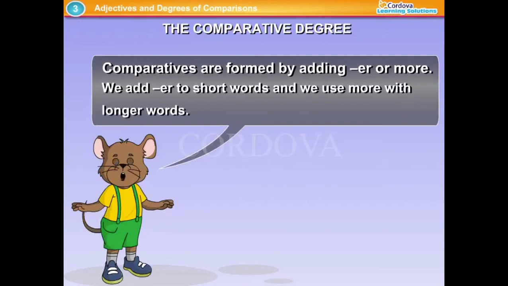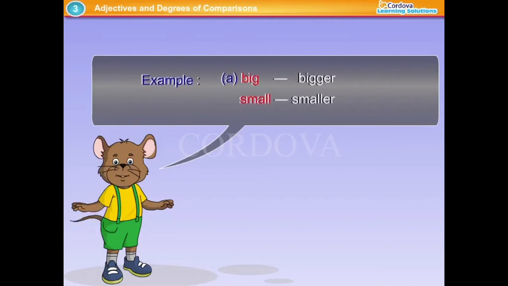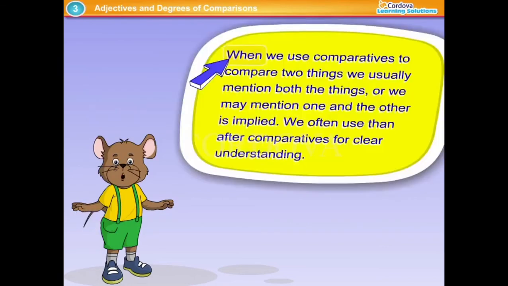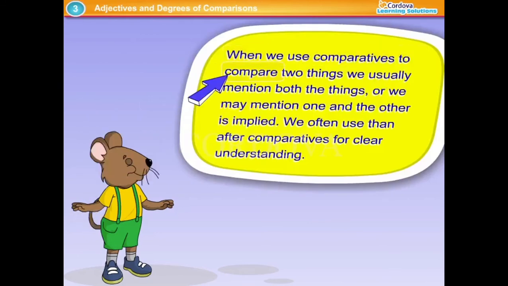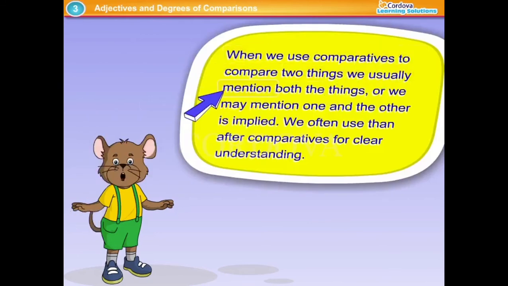Comparatives are formed by adding er or more. We add er to short words and we use more with longer words. Example: big, bigger. Small, smaller. When we use comparatives, we compare two things. We usually mention both the things, or we may mention one and the other is implied. We often use than after comparatives for clear understanding.